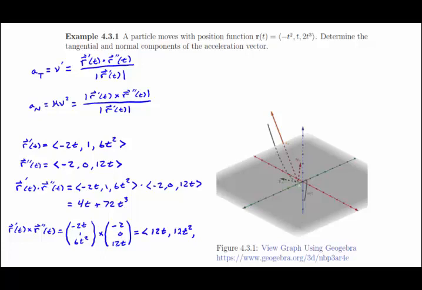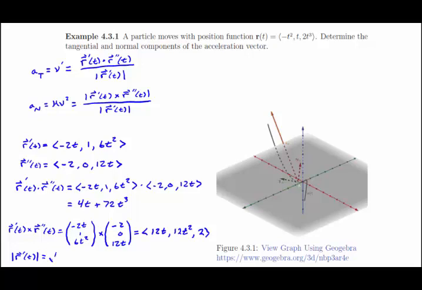And then we ignore the last component. For the last component, negative 2t times 0 is 0, minus 1 times negative 2 is a positive 2. So here's my cross product. And we need the magnitude of r prime of t.